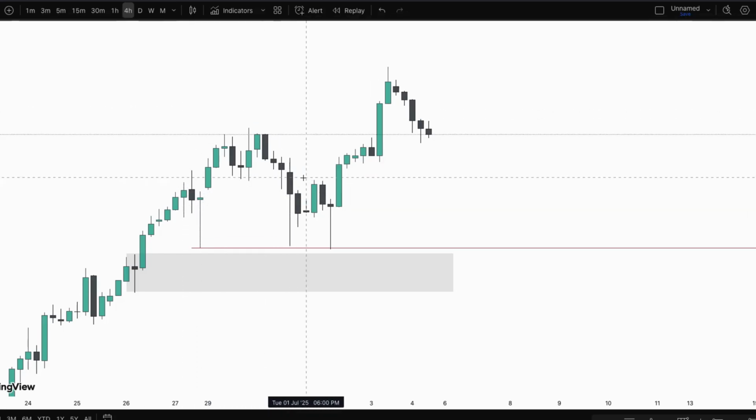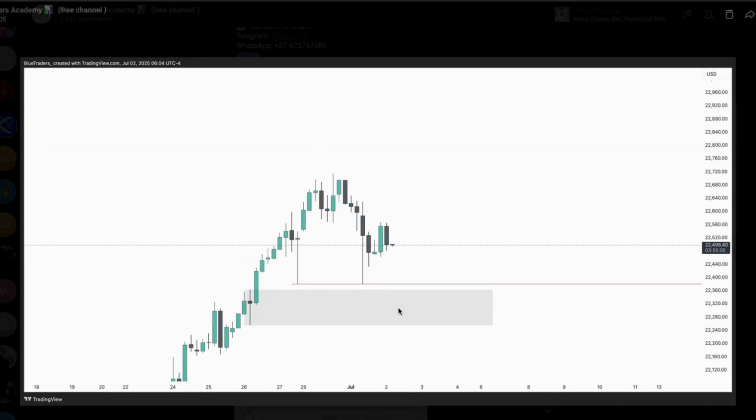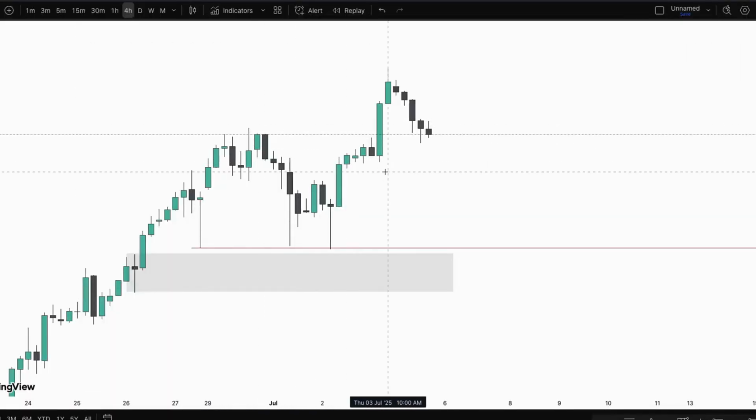So I'm not just drawing this randomly. As you all know, I always show my receipts. I shared this level in my free Telegram channel. You don't have to pay anything for it. All right, so let's continue.